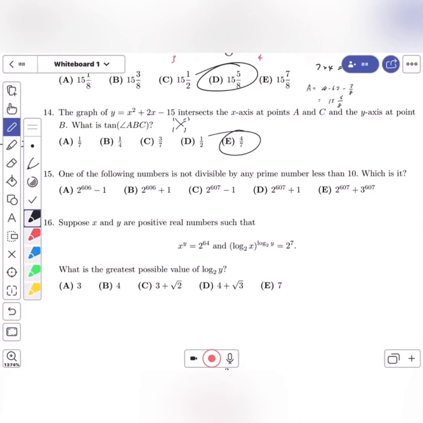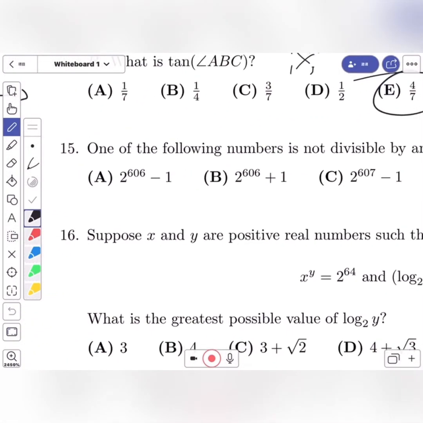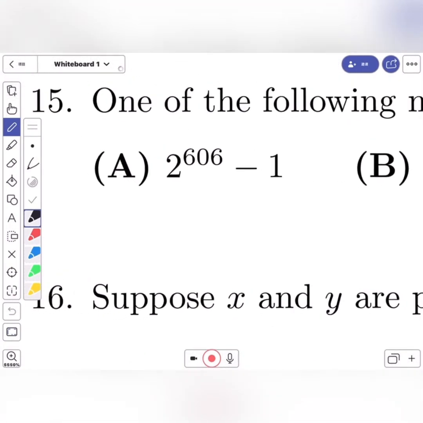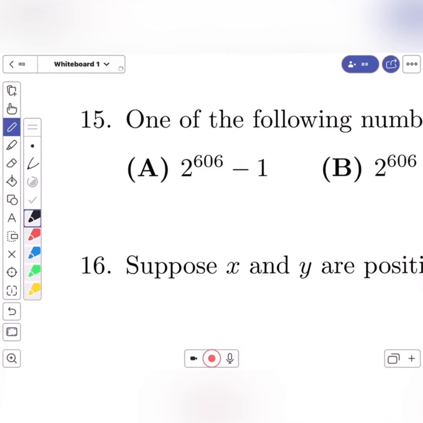One of the following numbers is not divisible by any prime number less than 10. Which isn't? So for this one, you can see that these are all a power of 2 minus 1 or plus 1. This seems to be a bit interesting. So first let's look at this number, 2 to the 606 minus 1.